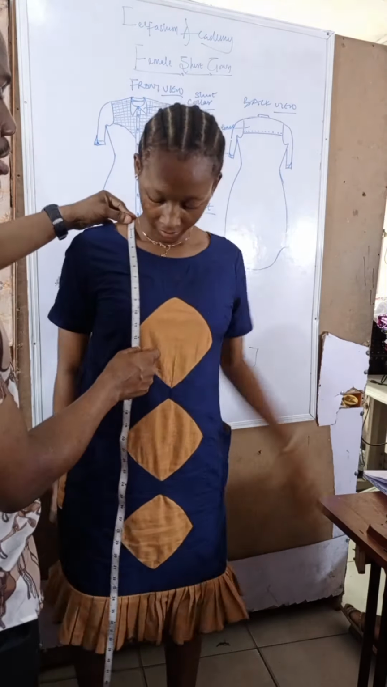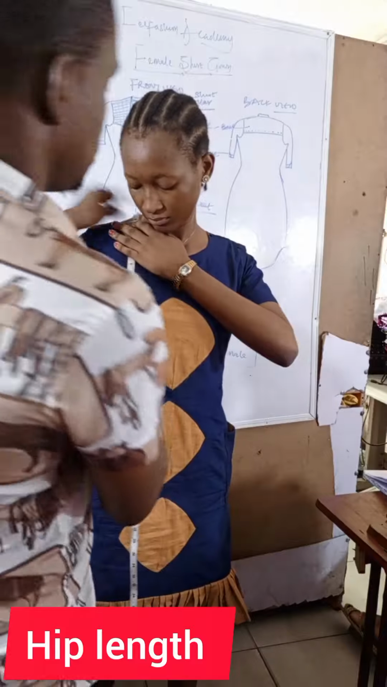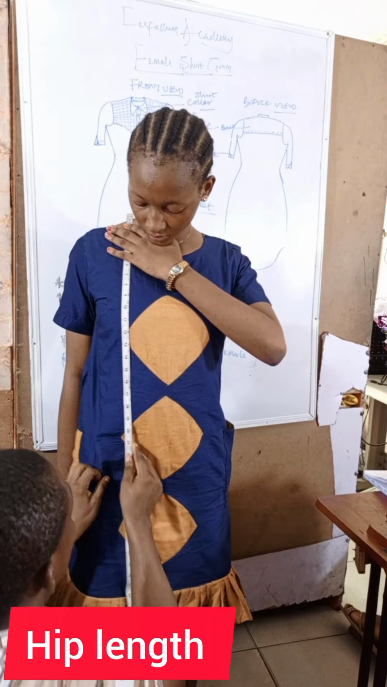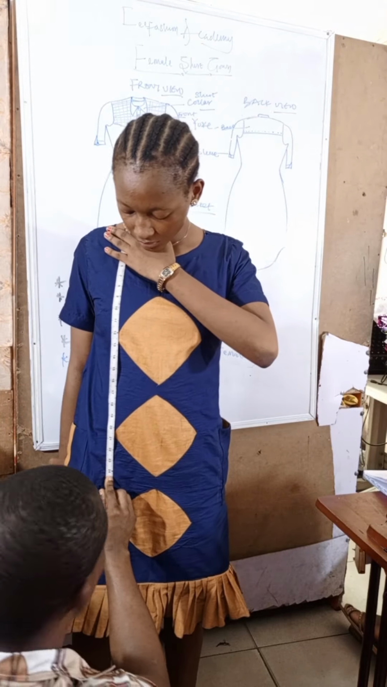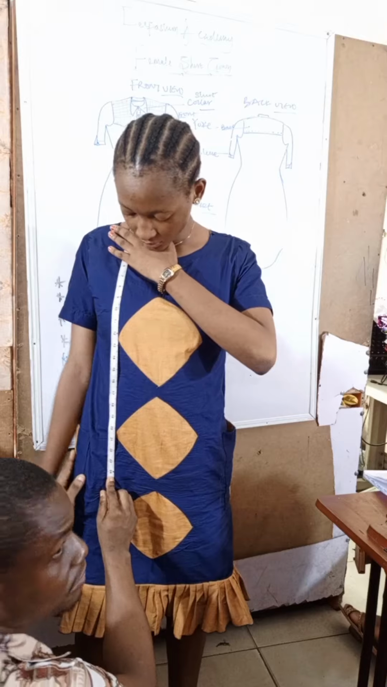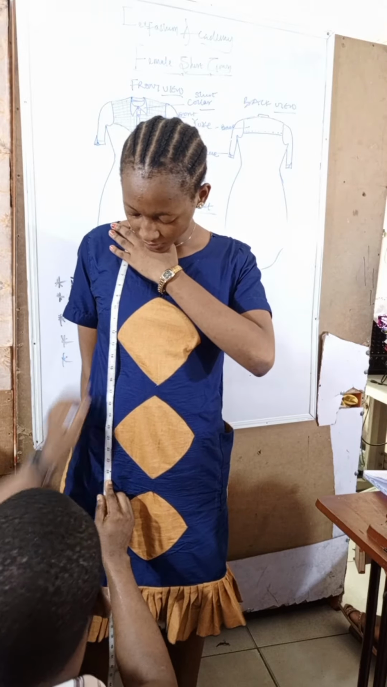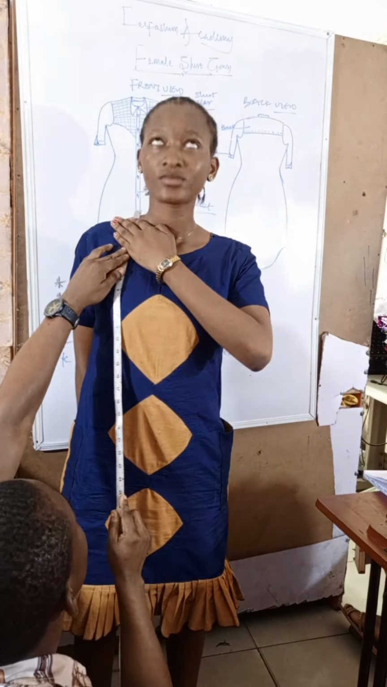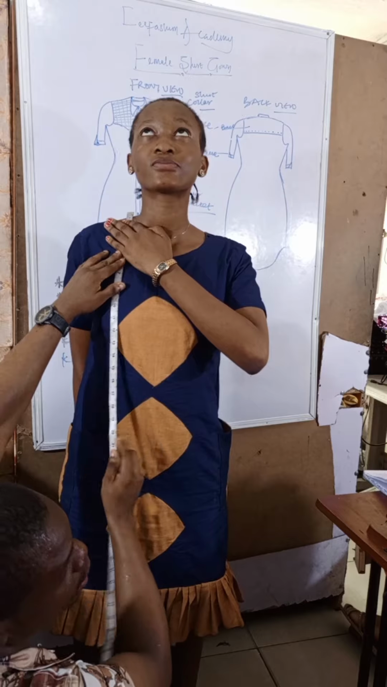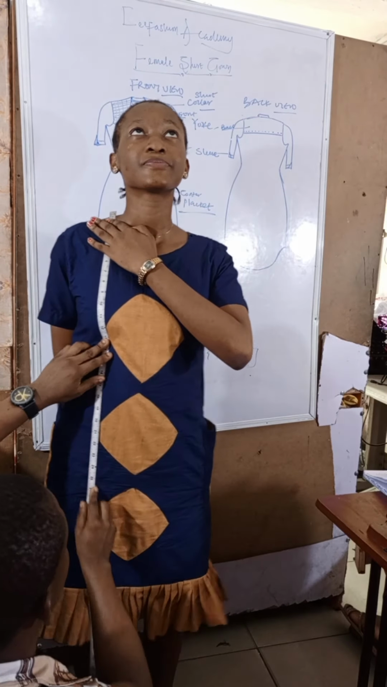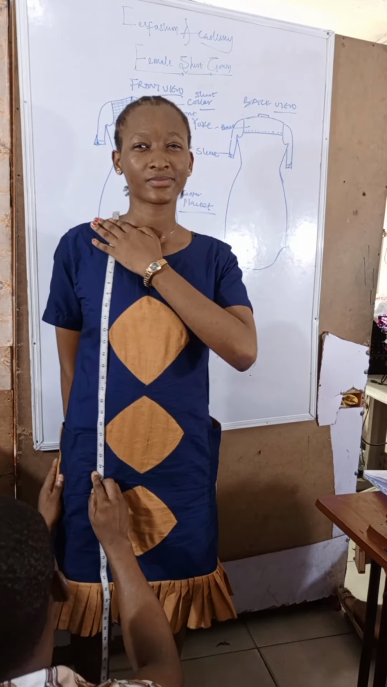Hold this thing here. So look at it. Not minding the kind of dress she's wearing, you look out for the biggest part around the hip. Don't bend it. Please make sure your customer is not bending, else it's going to affect the measurement.